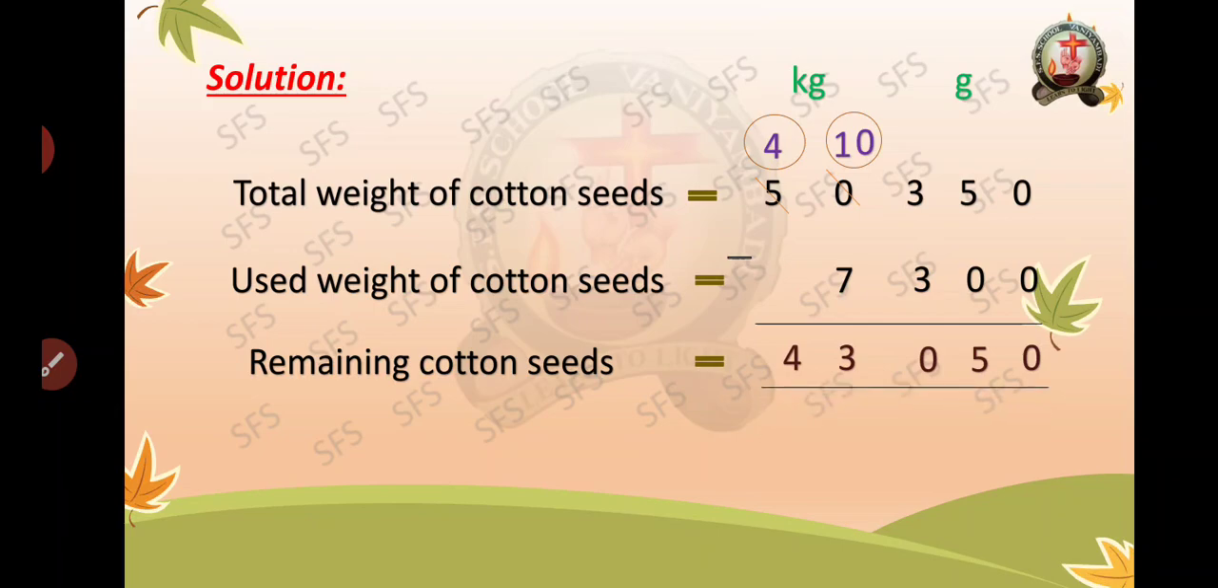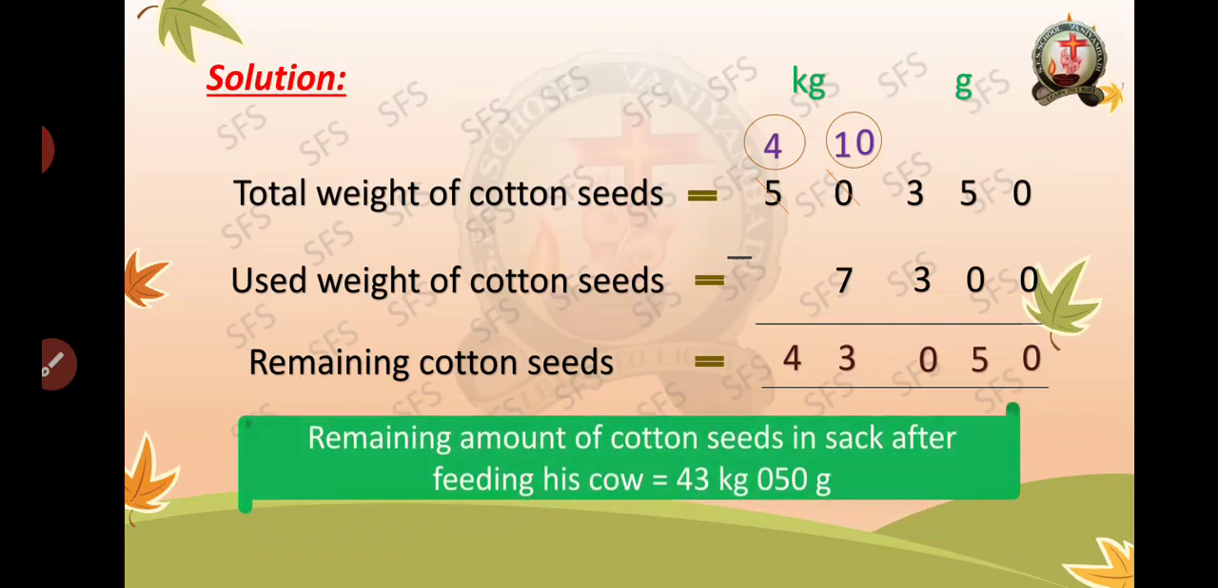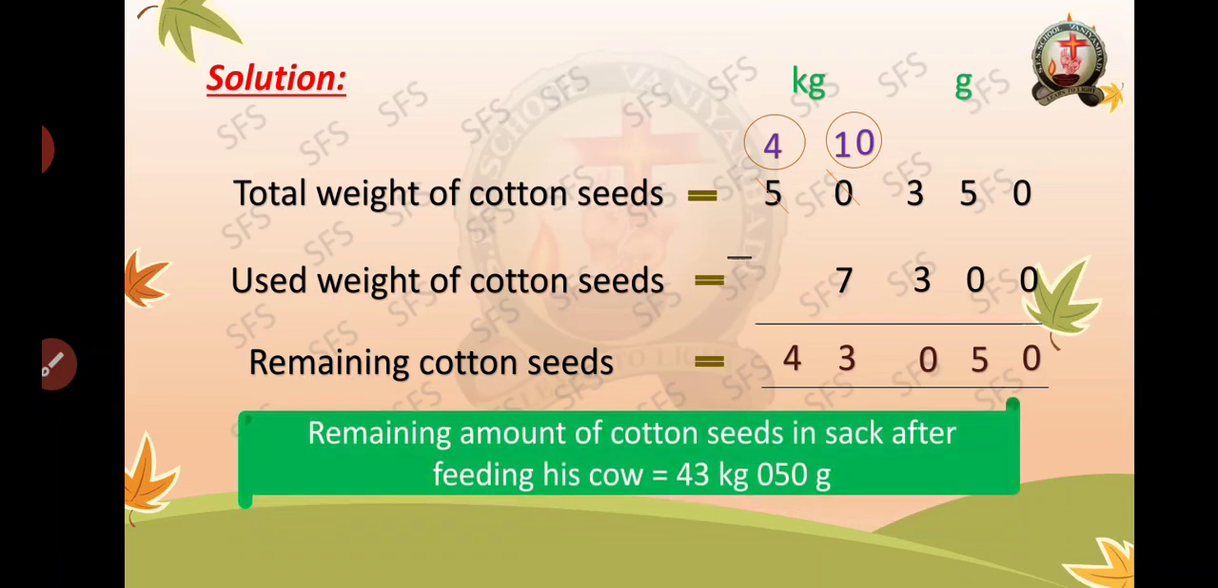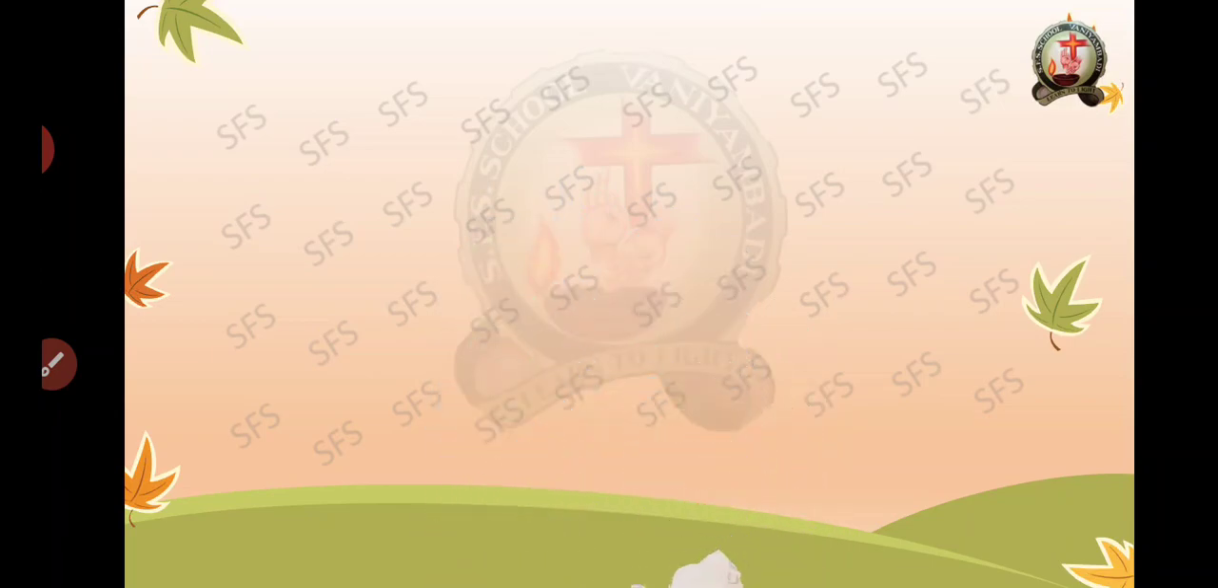Just finalize your answer, children. That is, remaining amount of cotton seeds in sack after feeding his cow is equal to 43 kg 50 g. Now let us move on to the third problem, children.